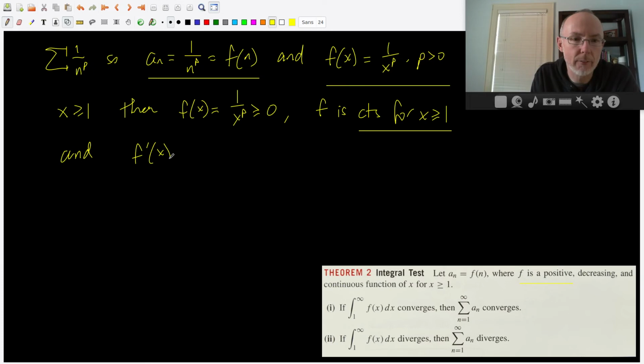And the derivative of this function is going to tell us whether it's increasing or decreasing. The derivative is going to be p over x to the power of, well, this is the same as x to the power of minus p.